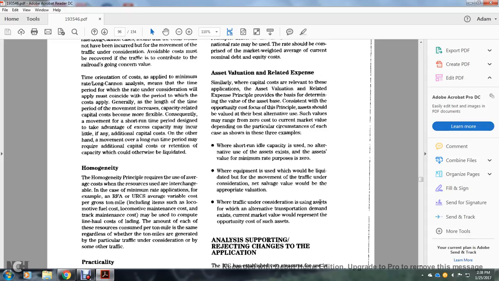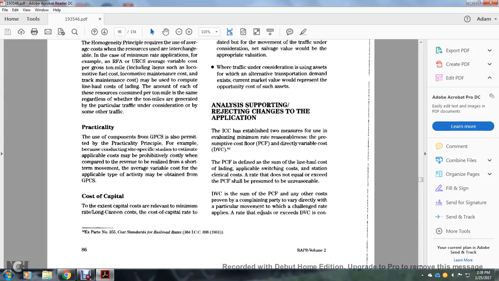When the traffic under consideration is using assets with alternative transportation demand, their existing current market value would represent the opportunity cost of such assets. Analyzing supported rejection changes to the application. The Interstate Commerce Commission established two measures for evaluating minimum rate reasonableness: the presumptive cost floor and the direct variable cost device.